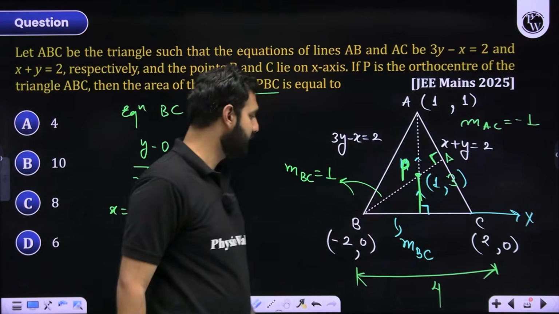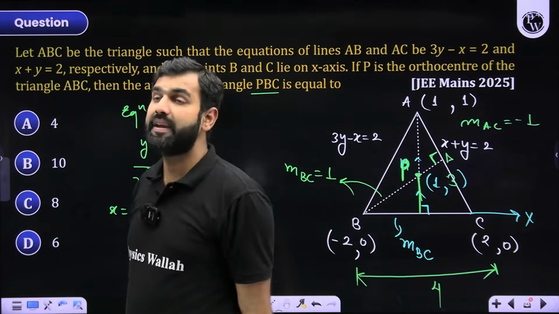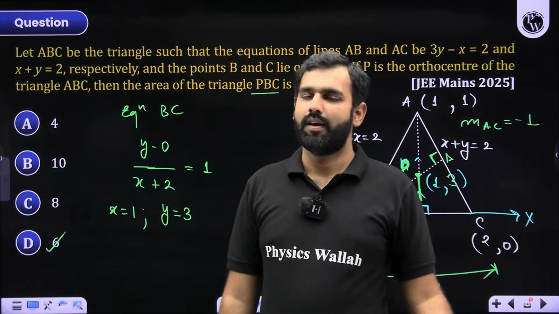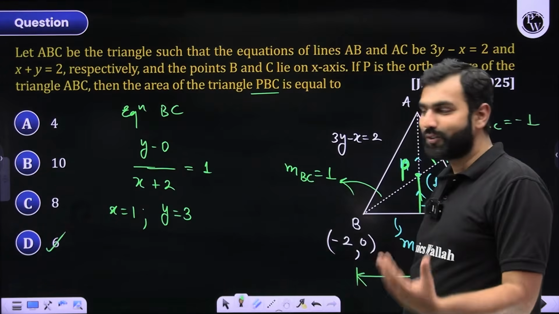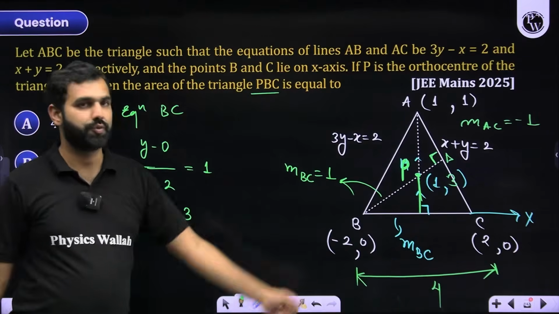I hope you're realizing this. So 4 into 3 is 12. Base into height is 12. Half of base into height is the area, which is half of 12, so 6 is the answer. I kept on saying that I wouldn't solve, but I got carried away, and that's how we can solve a question based on orthocenter.